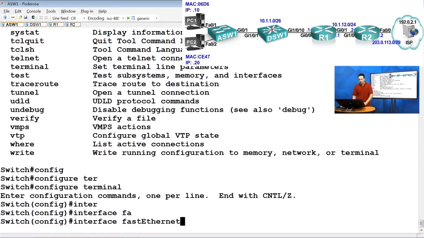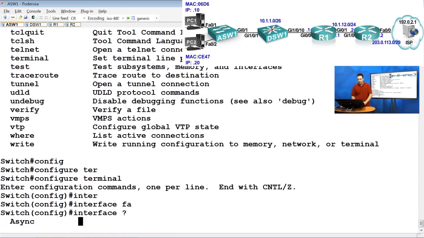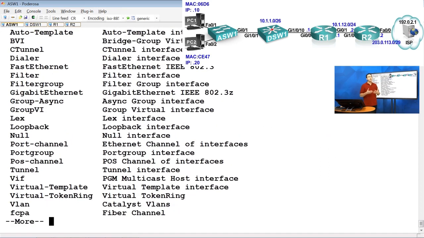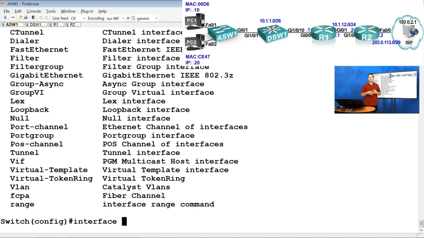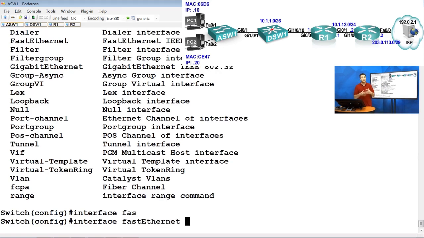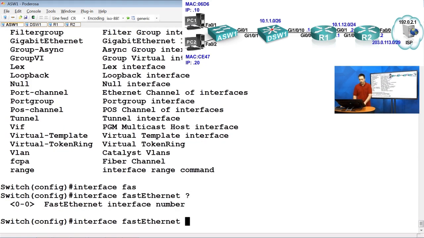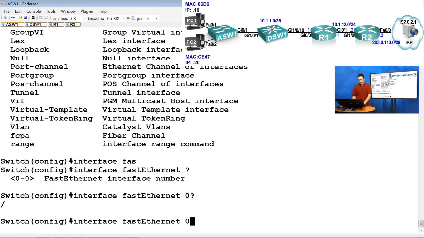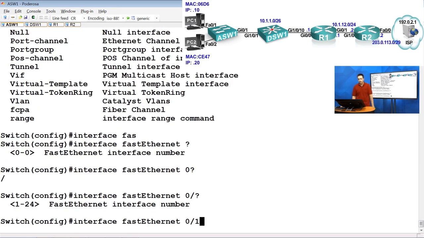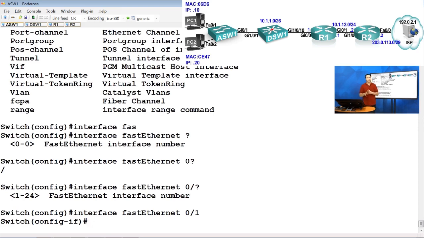So let me back up here and show you with context-sensitive help. Context-sensitive help will display all the available interfaces for this particular switch that I could create or interact with. So fast Ethernet interfaces, gigabit Ethernet interfaces, loopback interfaces, port channels, all different types of interfaces that we could have. So if I want to interact with a specific interface, I type in its name, and then I type in its numbering. So 0/1 in this particular case for fast Ethernet 0/1.